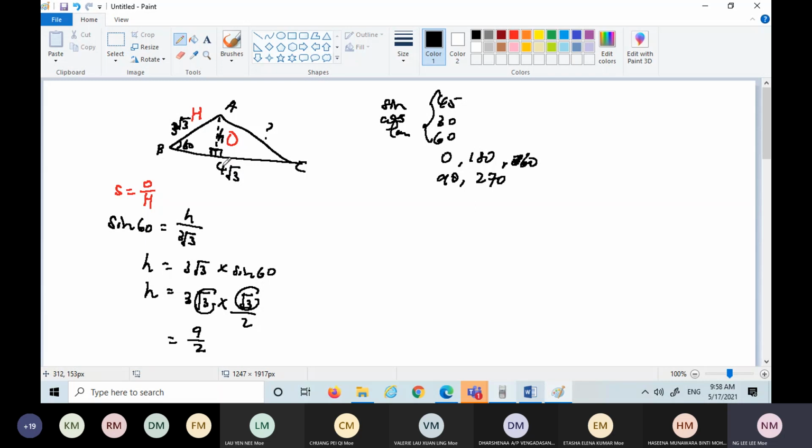4 root 3. Yeah, I thought the hypotenuse is 4. No. Okay, you see, the 4 root 3 is made up from here plus here. Can you see? So actually, if I label here as M, the BM, I don't know what length, is a portion of 4 root 3. 4 root 3, sorry.